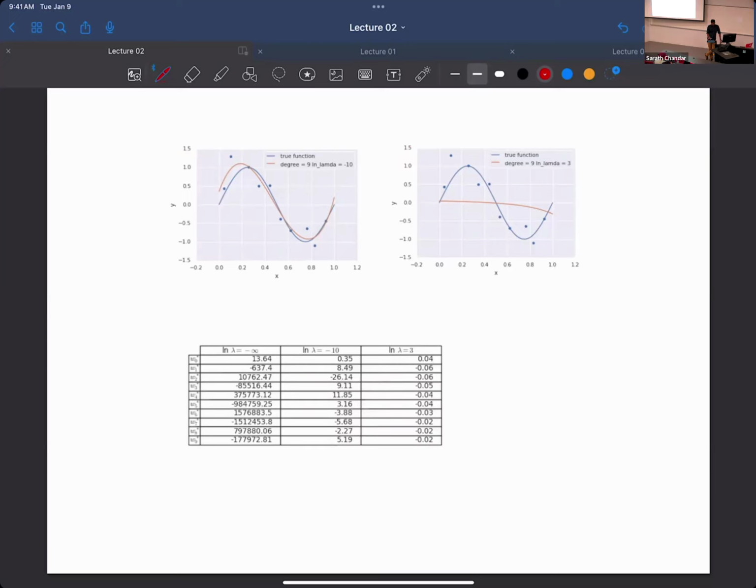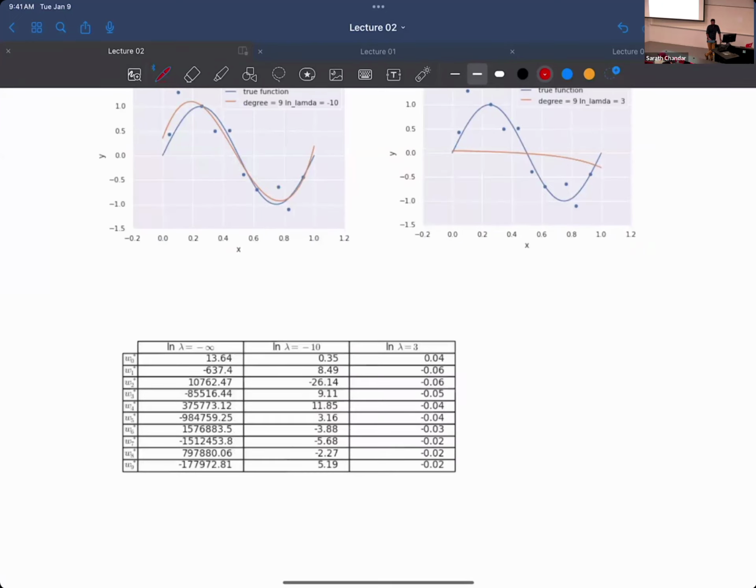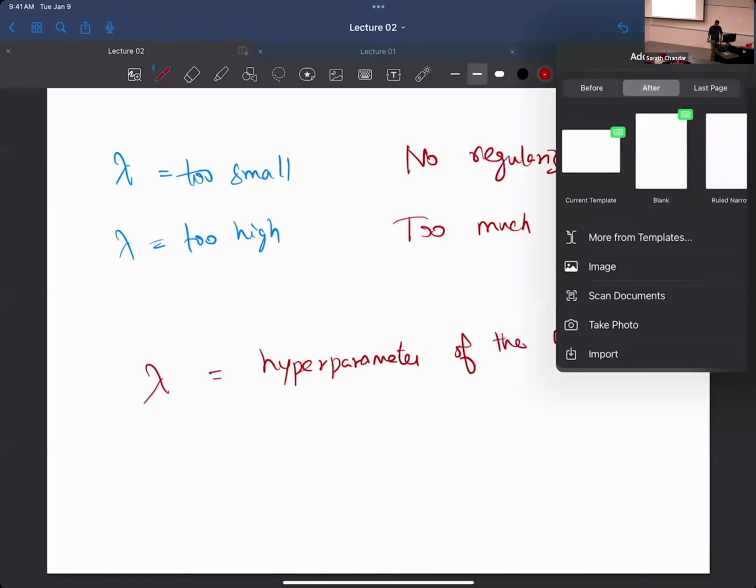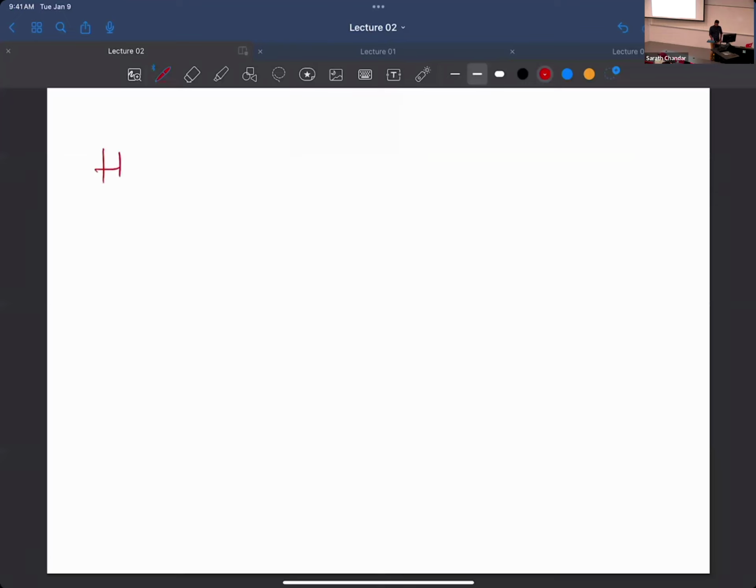Oh yeah, that's always confusing. I'm putting ln lambda instead of lambda just because the scale is nicer. You don't need to do this. You can just consider this to be lambda equal to 0, and lambda equal to whatever the inverse of ln of minus 1 is. It's going to go from very small to very large. Now the most important question is how to choose lambda.